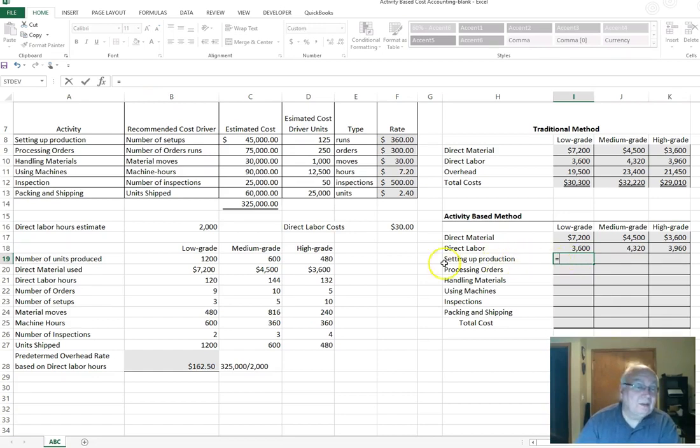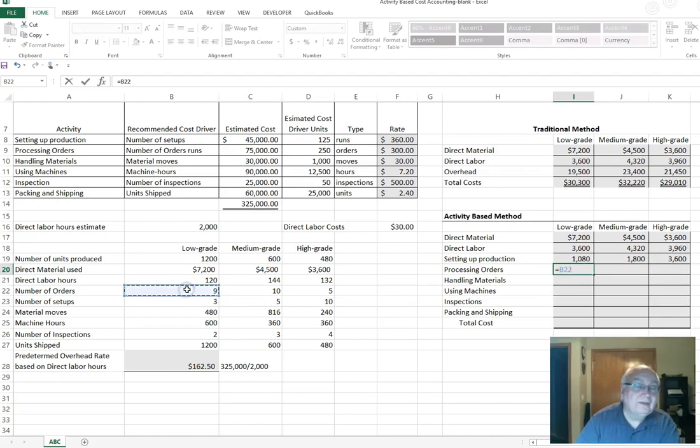Setting up equipment. When we come over here, okay, the first one takes 3 setups. And setups were $360 per setup. I want to make sure I absolute value that, because I don't want that 360 to change. Then I want to take the 3, where's my setups at? Yeah, 3 setups. This one is 5 setups and 10 setups. Okay, so that changes.